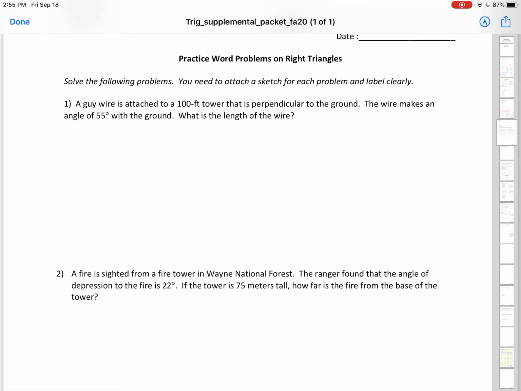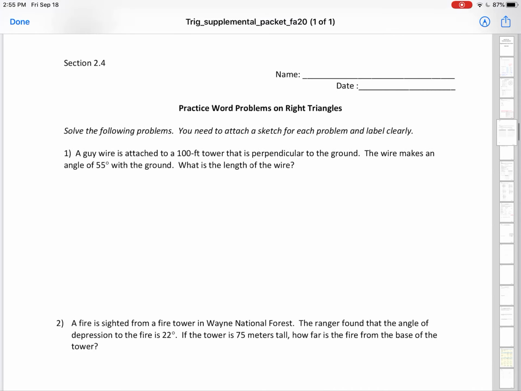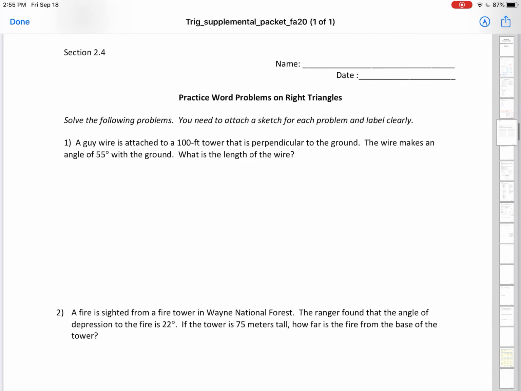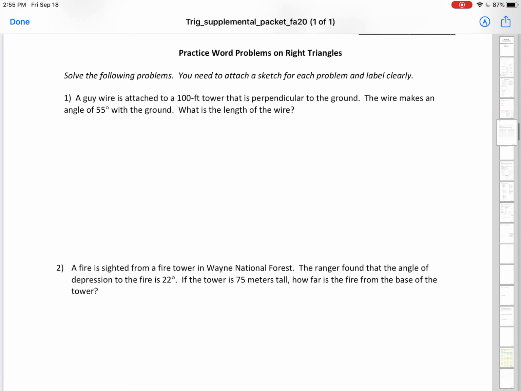Alright, here's the second part of section 2.4. These are the word problems that are here on the top of page 49. And so what is so important is that you're able to draw a picture of what's going on that represents this type of work that we're doing. And so let's take a look at these first few.